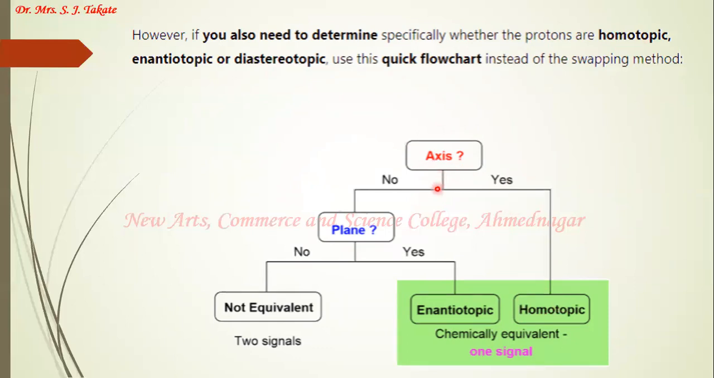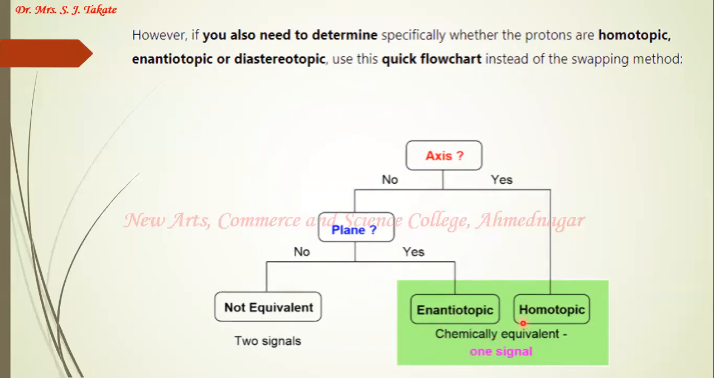And if the axis is absent, then go for the next symmetry element, that is the plane of symmetry. If a plane of symmetry is present, then the protons are enantiotopic. And if a plane of symmetry is absent, then the two protons are non-equivalent, meaning they are not chemically equivalent protons. So if an axis of symmetry is present or a plane of symmetry is present, the protons are either homotopic or enantiotopic.